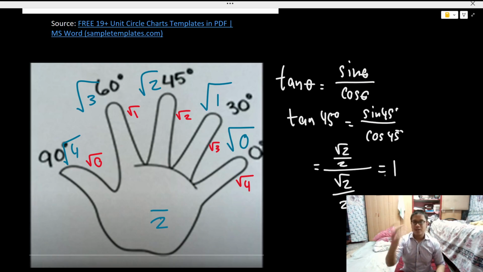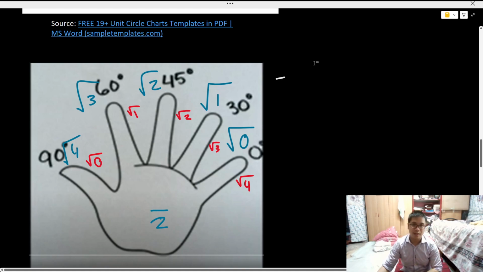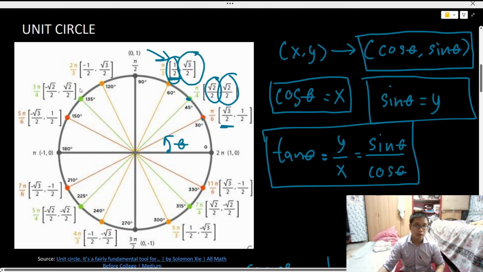But here's the thing though. It's 0 to 90. How about the angles that are greater than 90 degrees? Then use reference angle. That's it. Just use reference angle. And of course, be aware of the signs.